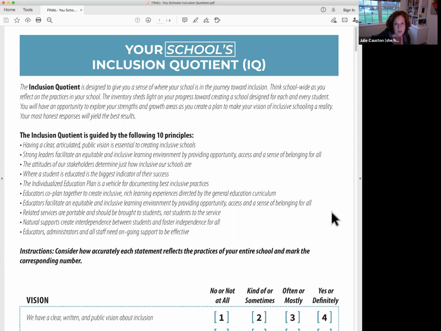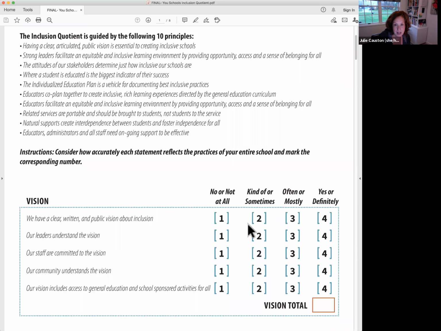What we did is ask people to take a look at each of these areas and rate them 1 to 4. So I'll give an example. Starting with vision: we have a clear, written, and public vision about inclusion. So you would think, in my school setting, am I a 1? Not at all, I don't think we have one. Or we might have something somewhere. Or yeah, there's a paragraph on the website. Or a 4, absolutely, definitely. Everybody knows our vision and it's crystal clear to all stakeholders. That's an example.